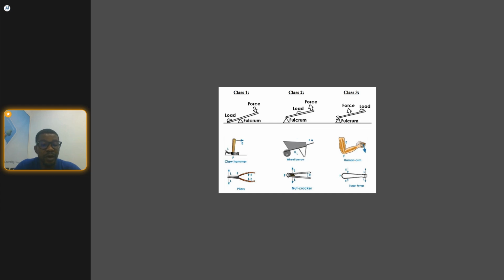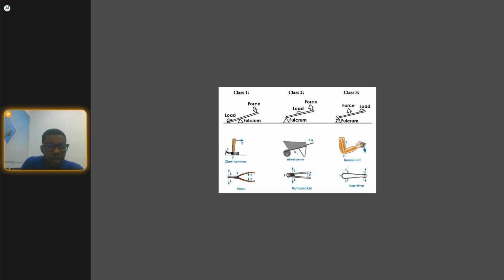We said the first class of lever, the fulcrum is found in between the load and the effort. So you must understand the structure. So the fulcrum, which is also the pivot, is in between the load and the effort.